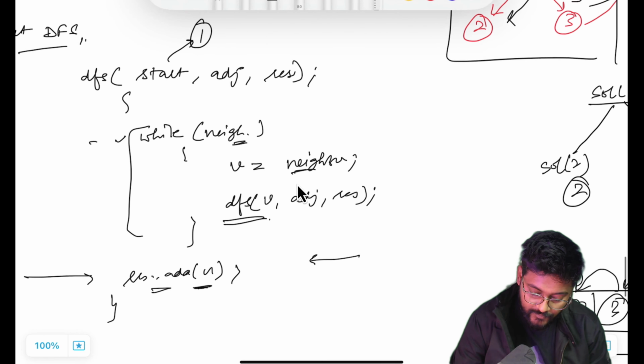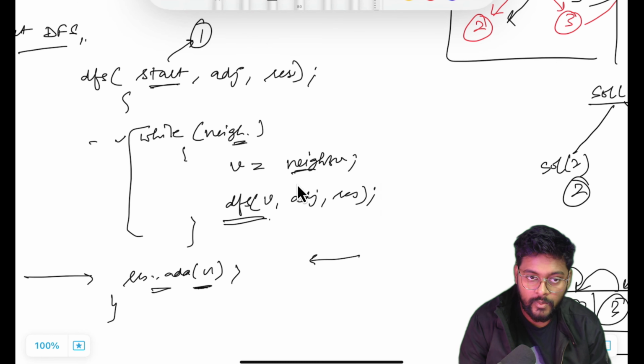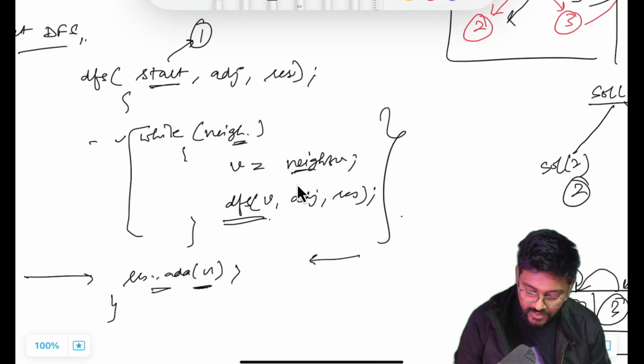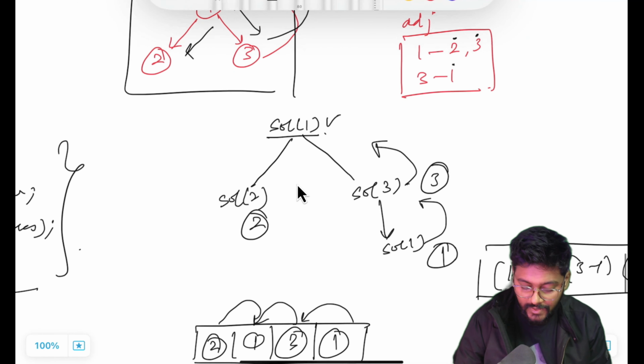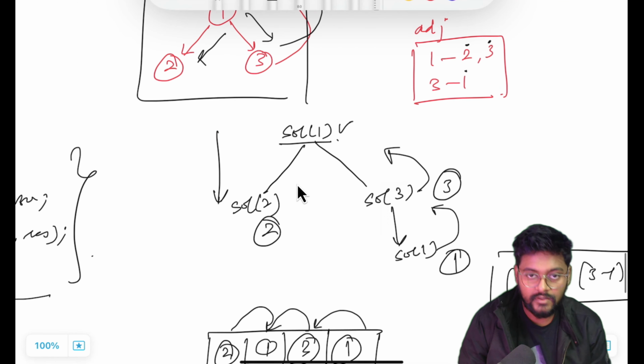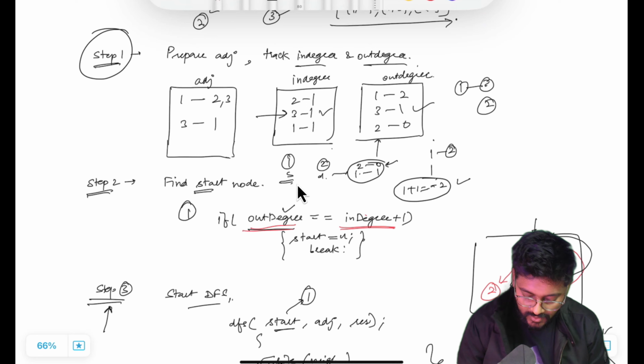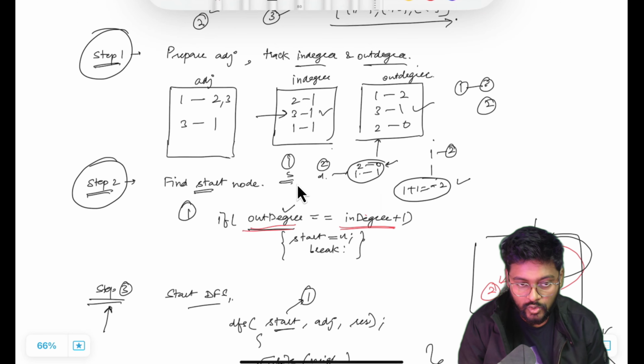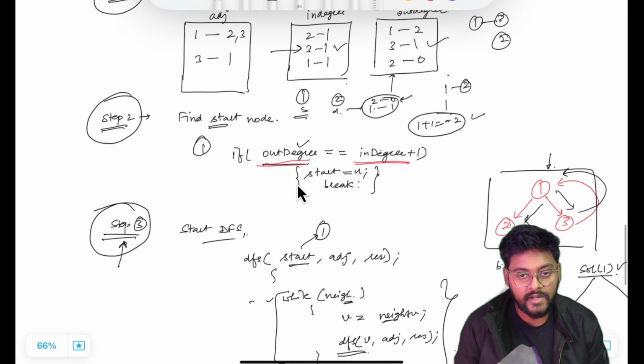So this is the algorithm. Just start the DFS from our starting position, visit all the neighbors, and in the backtracking, add the element. If you add the element throughout the DFS call, then it is not going to work. You have to add the element when you are backtracking or returning from the DFS call. So this much we have to do. We are given edges. From those edges, prepare the adjacency along with the in degree and out degree. In step 2, figure out your starting node. In step 3, start the DFS call.